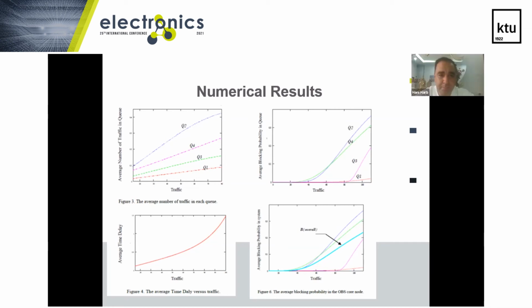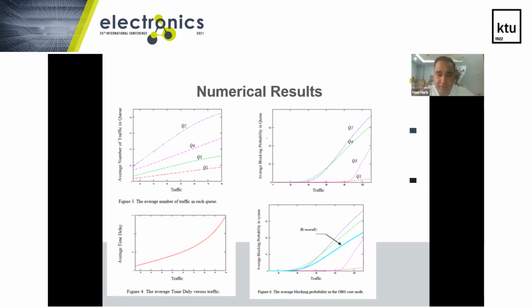Here is our numerical result, which shows the average number of traffic in HQ with the traffic. As we see here, Q4 is the biggest and presents the biggest blocking probability. According to that, it is an optoelectronic device, so it is logical.